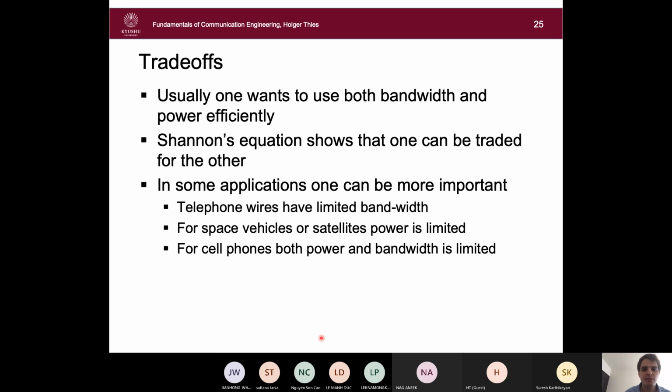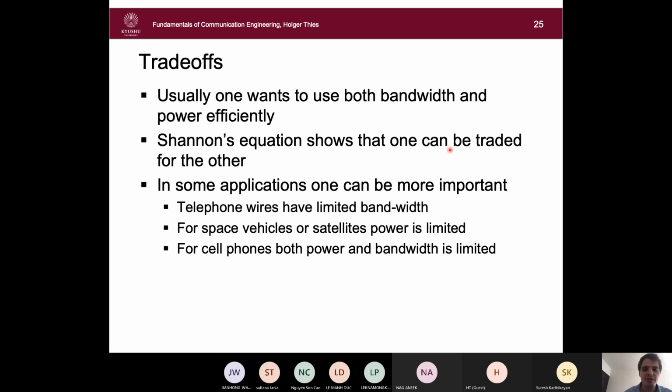So what we have seen now is that there's a trade-off between bandwidth and signal power. Either we can increase the bandwidth, or we can increase the power to get more data through the system. And usually, since both those resources cost money, an engineer wants to use both those resources as efficiently as possible. So we want to use both bandwidth and power efficiently.